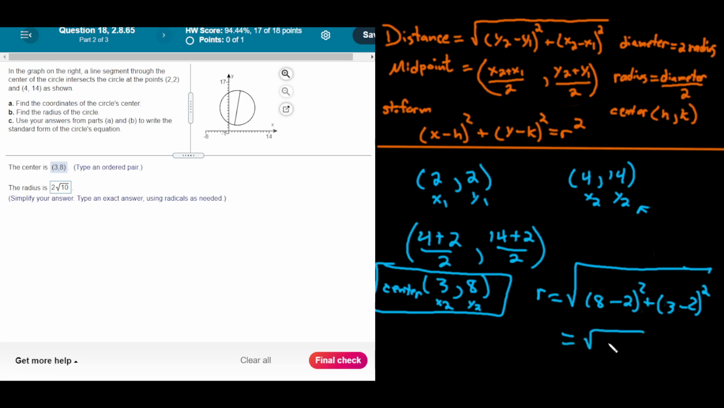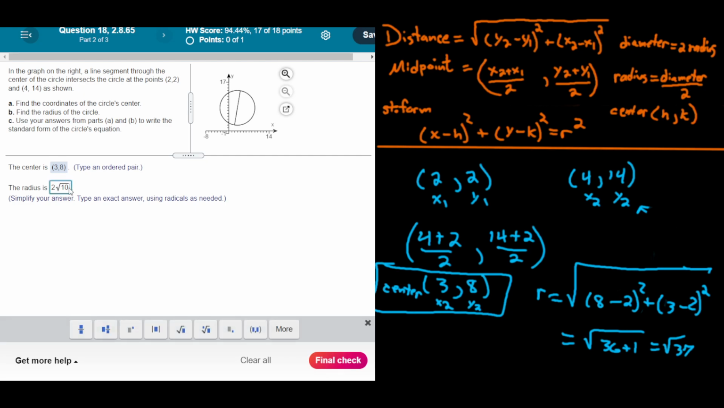All right, so 8 minus 2 is 6. That's 36. 3 minus 2 is 1. Yeah, that's more like it. So we get 1 squared, which is 1. So that's the square root of 37. And there is no breaking down the square root of 37. Man, that was a close one. Square root of 37.